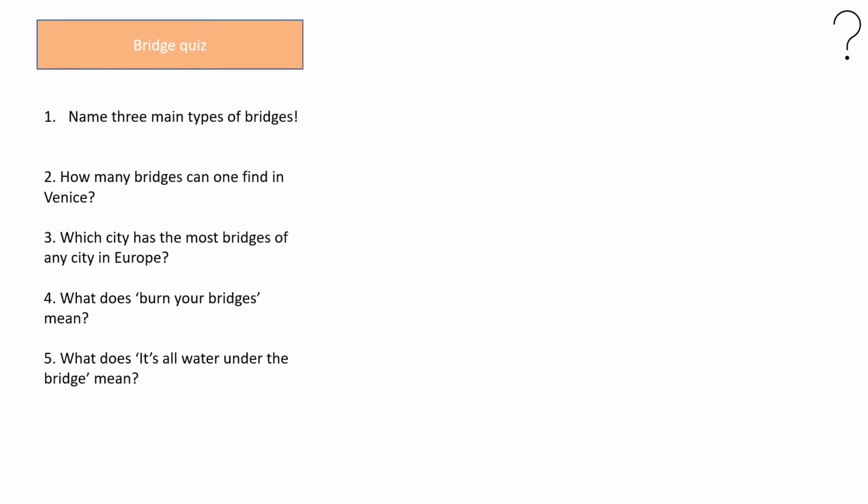In our next activity, you will do a short quiz about bridges. Here are the questions. Name 3 main types of bridges. How many bridges can one find in Venice? Which city has the most bridges of any city in Europe? What does the expression burn your bridges mean? What does the expression it's all water under the bridge mean? Pause this video lesson and try to answer these questions.